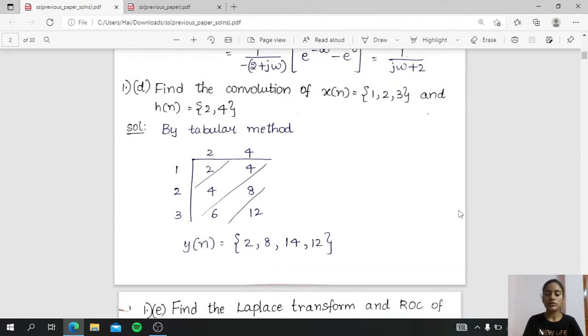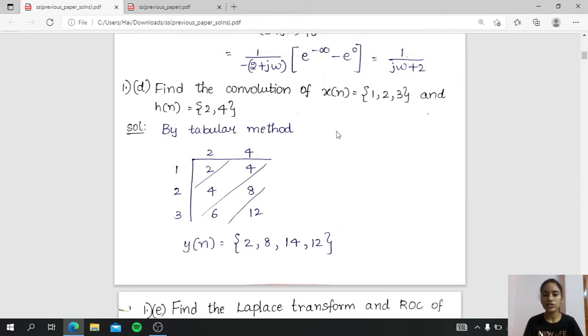Next, find the convolution of x of n and h of n. Okay, 2 sequences are given and you need to find convolution. Basically, to perform convolution, you have 3 methods. One is a graphical method, the second is a matrix method, and the third is a tabular method. Since this is asked for 2 marks, you either go for tabular method or matrix method. And if the same question is asked for 7 marks, then you need to do graphical method.